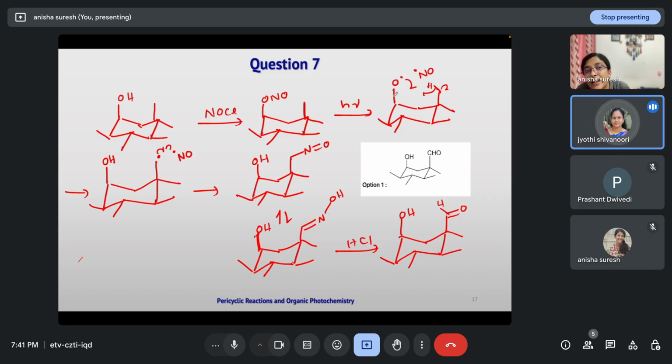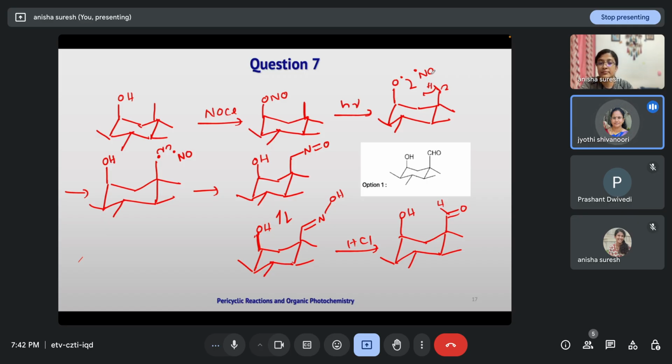We can see here two lines. Actually, this is axial. So this will be in proximity. Equatorial will be away in space. So whichever hydrogens are nearby, they will react faster.